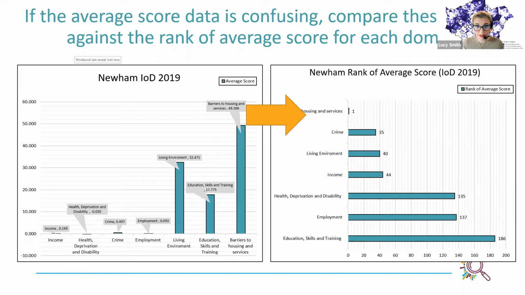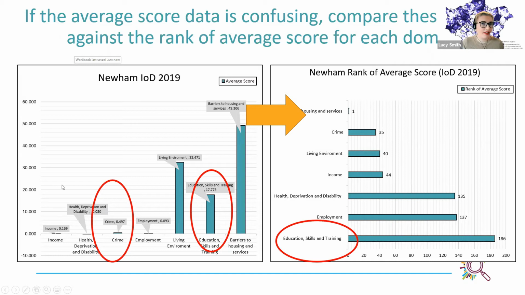So it's performing really badly. But then you've also got things like education, skills and training, it seems to perform badly, right? But actually, it's 186th on the scale for education, skills and training. So arguably not as bad as 185 other areas, right? But similarly, the crime score there is looking good.